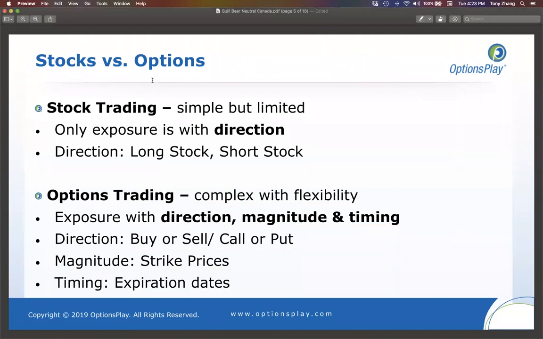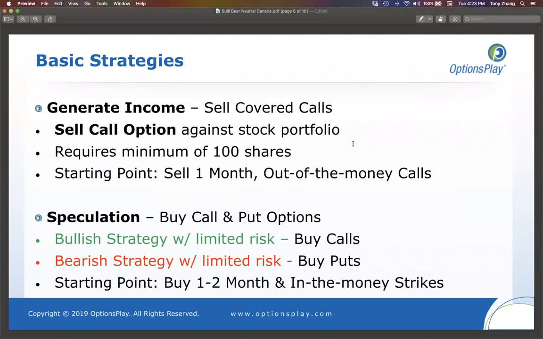So let's go ahead and start taking a look at the specific strategies. The strategies we're going to cover here today span two different categories. The first one we're going to talk about is generating income. The second one is speculation. Generating income, I think, is pretty straightforward.